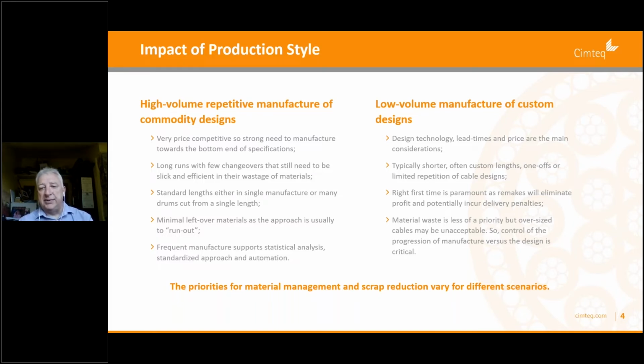So our cable has to arrive in line with their project lead times and project schedules. Price is often a lesser consideration, still important, but lesser than maybe those two things. These types of designs are typified by shorter, often custom lengths, one-off designs, and limited repetition of cable design. So you haven't got the same ability to necessarily improve continuously as in the high volume manufacture, but you've got to absolutely be on the ball making this right first time, and that's the next bullet.